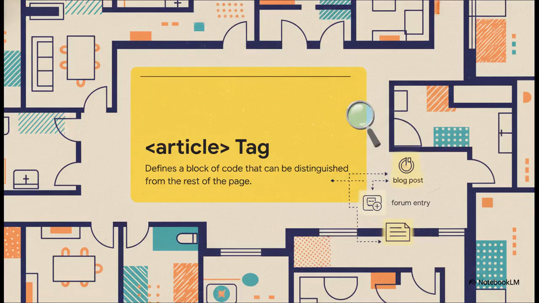All right, now for the main living space. That's the article tag. This is like a primary room in our house. It's meant for a complete, self-contained piece of content, like a whole blog post, a news story, or a forum comment. The key here is you could literally lift this room out and put it somewhere else, and it would still make perfect sense all by itself.